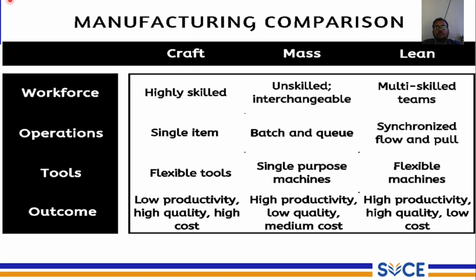Now the comparison is from a manufacturing perspective. When you consider workforce, craftsmen are usually highly skilled workers. They do not want any machines or equipment to perform their work. They are so skilled that they perform their own work in the most perfect, most ideal way. Then it evolved to the concept of mass production, where even if the worker is not skilled, you can have interchangeable parts, and even semi-skilled workers can do the work. Whereas lean is not about individuals, it is about forming a team. Rather than having highly skilled and semi-skilled workers individually, lean concepts are more focused towards multi-skilled teams, forming up teams and then doing the work.